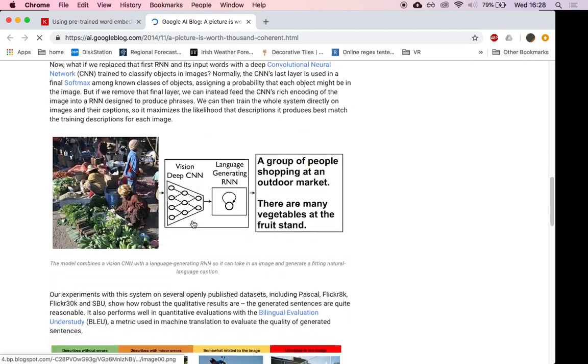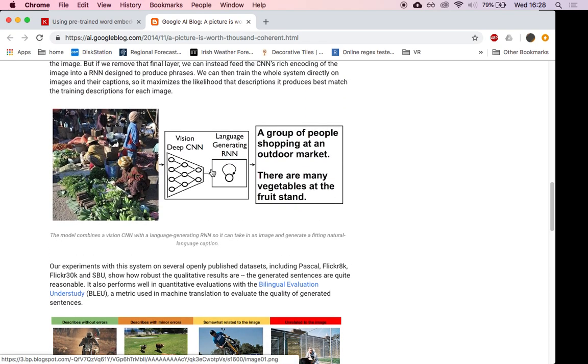this is pretty cool. This is the example I gave you in the first handout: you have this picture and it generates a text like that. A group of people shopping at an outdoor market, there are many vegetables at the fruit stand. Okay, so this is something that the system will generate automatically. All the English text here is produced by the system.